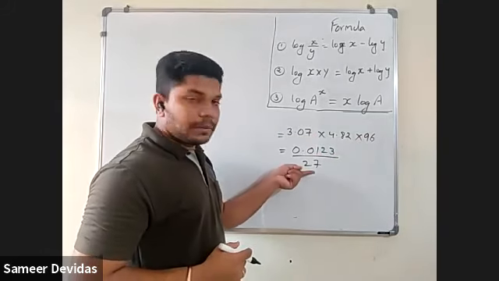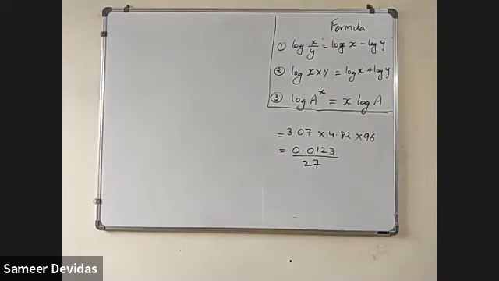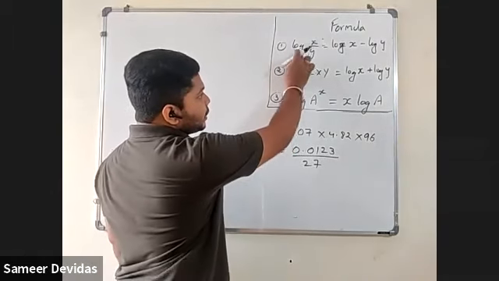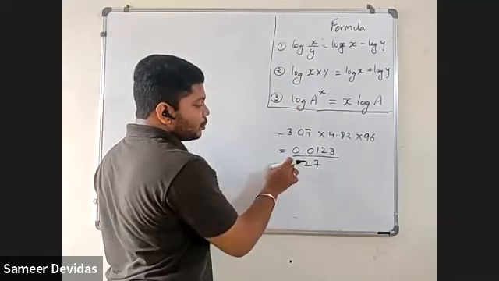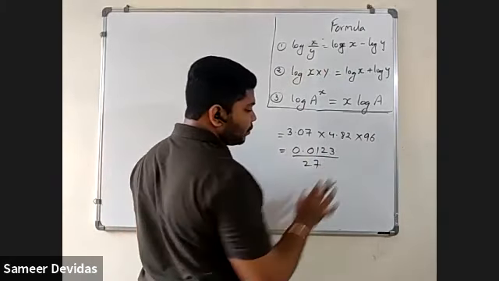Now this is another problem. Here, this is a division part. In this case, a division looks like this. So if you take the log of this, then you need to do log of this minus log of this.